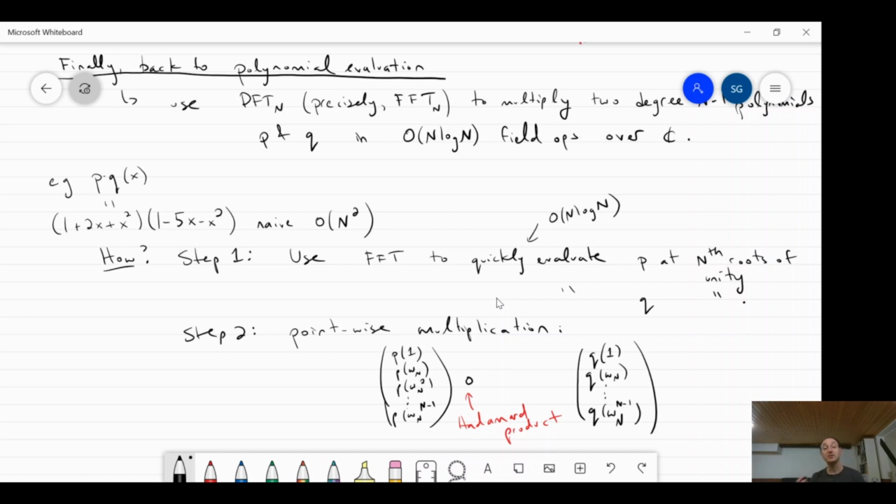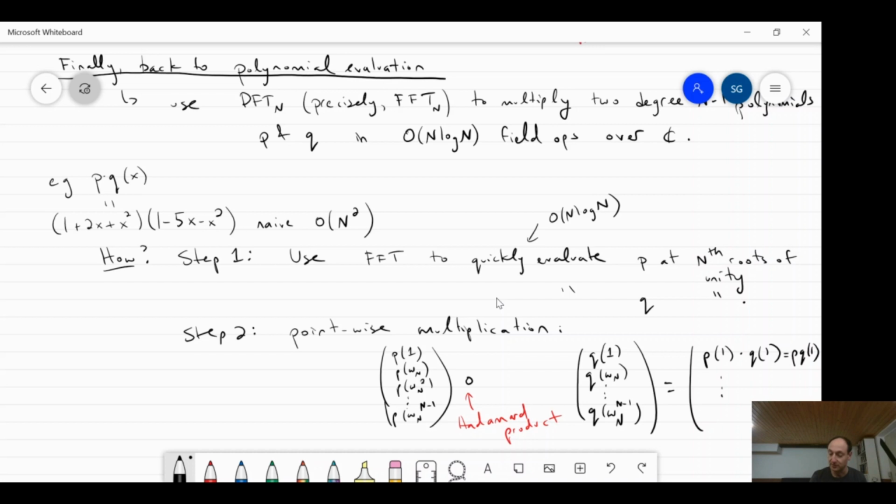Right? And so if I want to know what is p times q at these roots of unity, well, you could just pointwise multiply, right? Meaning, p of 1 times q of 1. This is just going to be equal to pq evaluated at 1. It's the same thing, right? You can just do it pointwise.